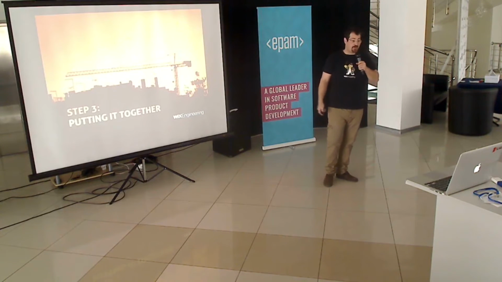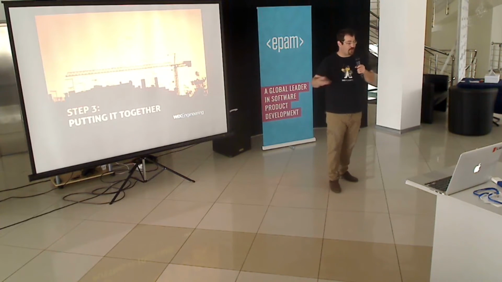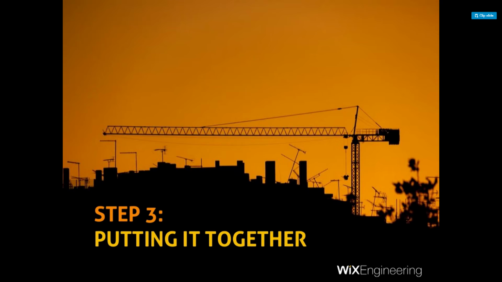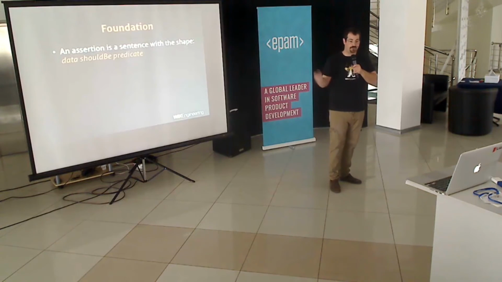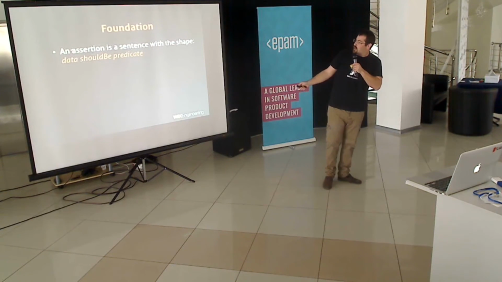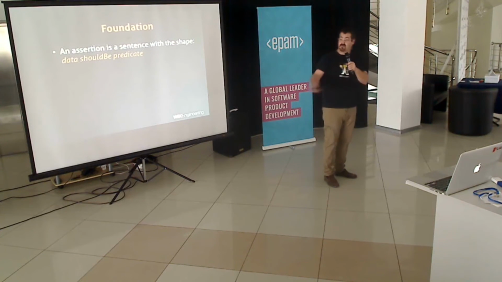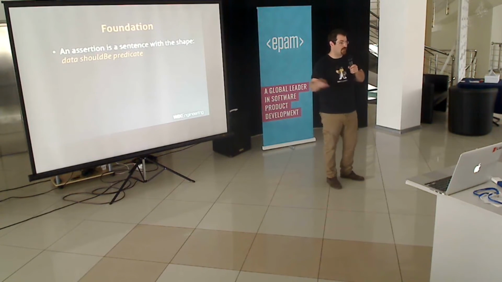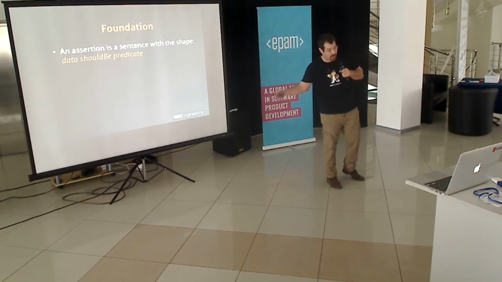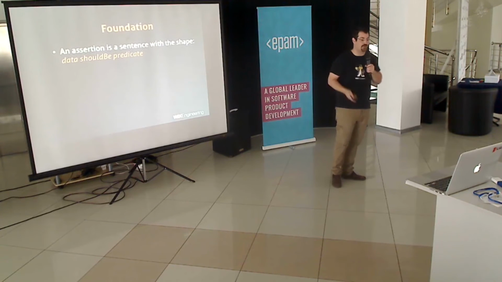So let's start putting it together. This is where we actually start putting code on screen. I hope everything will make sense in a second. We've established that an assertion is a sentence of the shape: some piece of data should be some predicate. A string should start with a sentence. A list should be empty. That is our sentence structure.